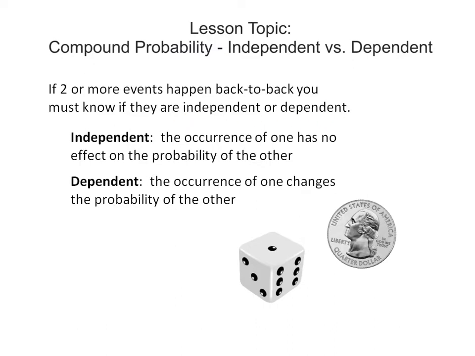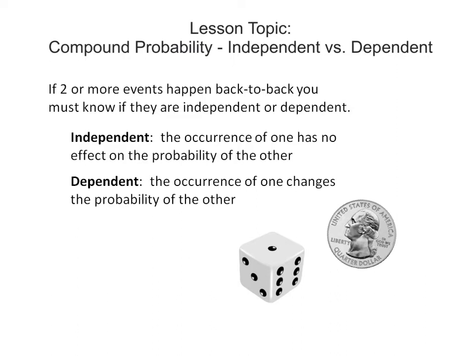We need to know if these events are independent of each other or dependent on each other. Independent means the occurrence of one has no effect on the probability of the other. Okay, meaning if I rolled a die and I got a 3, does that have any effect on if I can flip heads or tails? No, no effect whatsoever. So rolling a die and flipping a coin are what we call independent events. One does not affect the other. Dependent events, on the other hand, are when the occurrence of one changes the probability of the other.